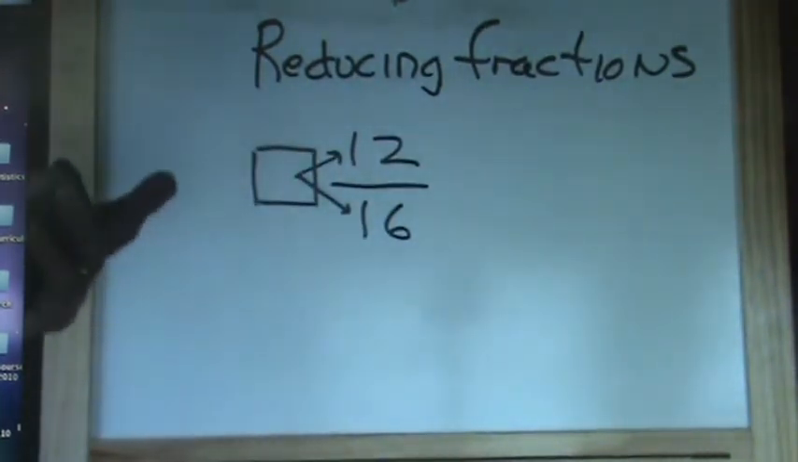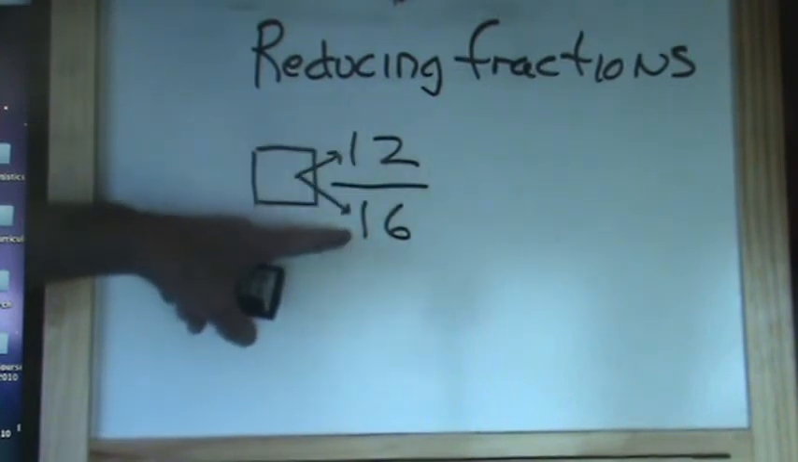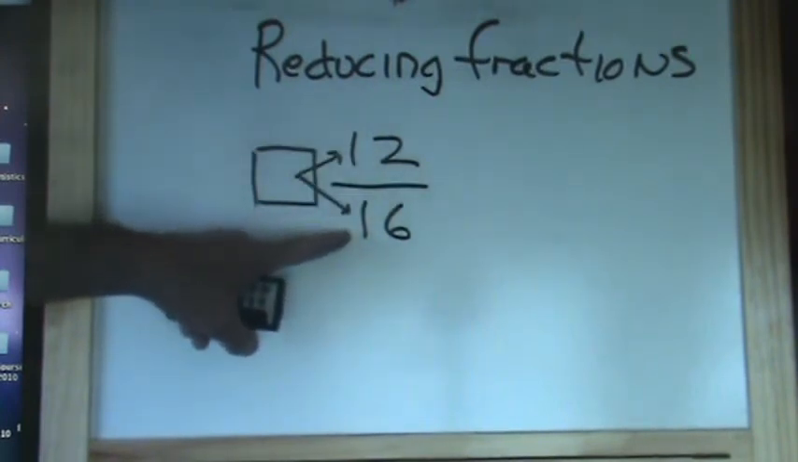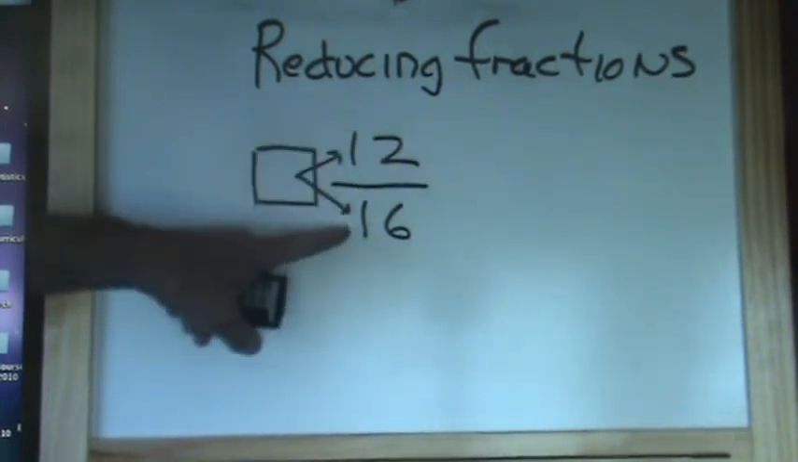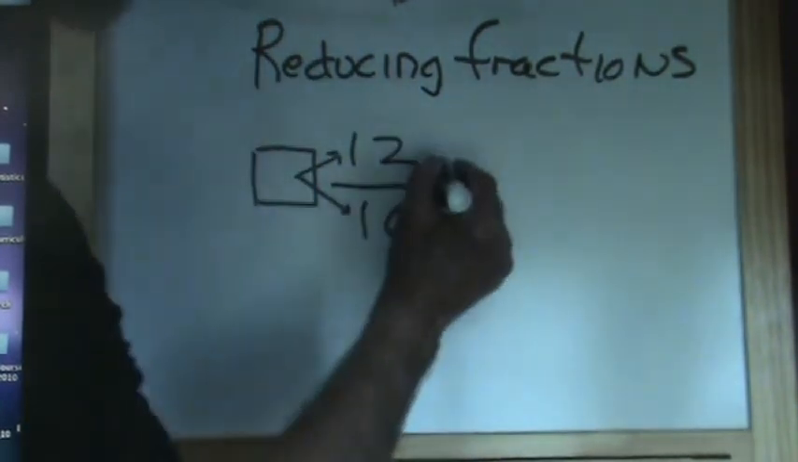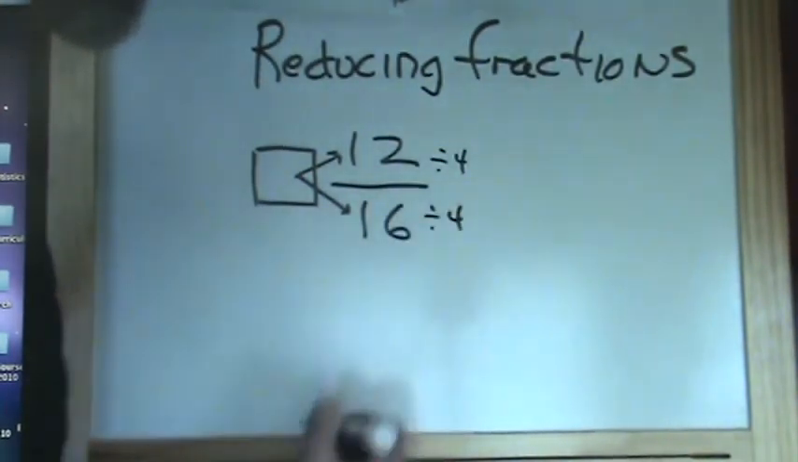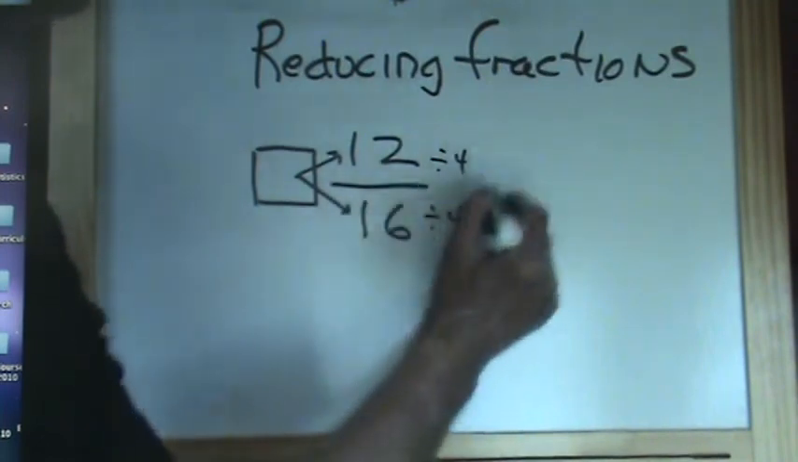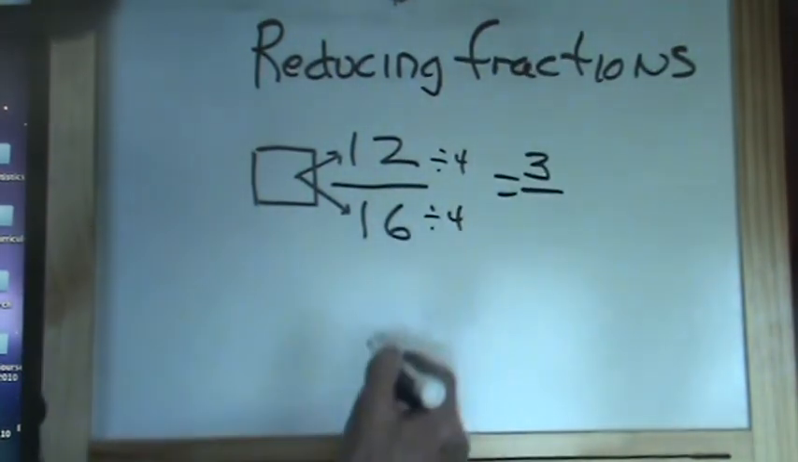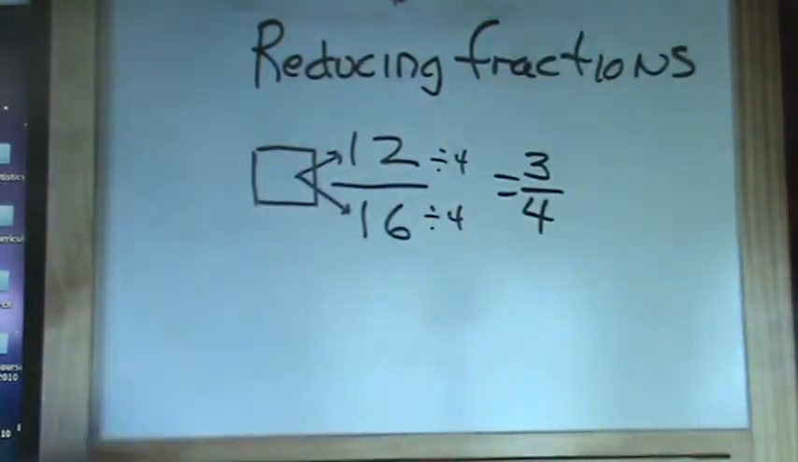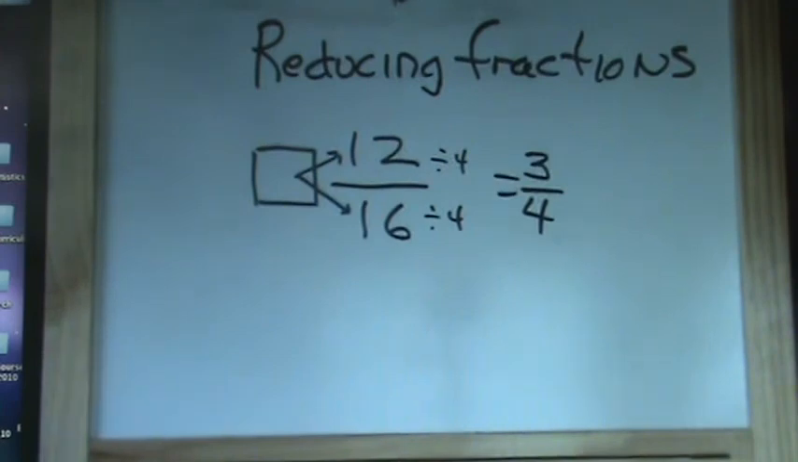Well, what about 3? 3 will go into 12, but 3 won't go into 16. What about 4? Well, yes, 4 will go into 12, and 4 will go into 16. So let's divide both of these by 4. 4 goes into 12 3 times. 4 goes into 16 4 times. So 12/16 is 3/4. That's its lowest name.